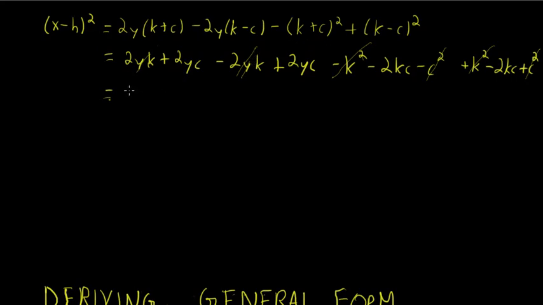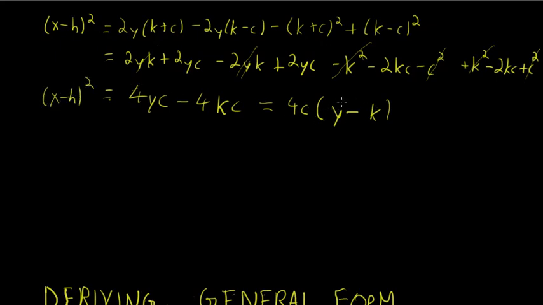So what we're left with is 2yc plus 2yc. It's going to be 4yc, and minus 2kc minus another 2kc. So that's going to be minus 4kc. So when we factor out the 4c, we're going to have equals 4c times y minus k. So this is x minus h, the quantity squared, equals 4c times y minus k.